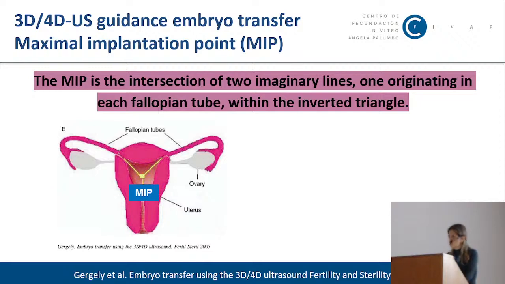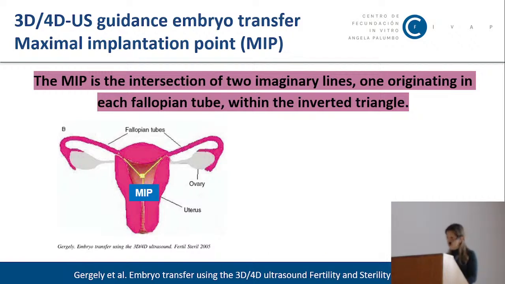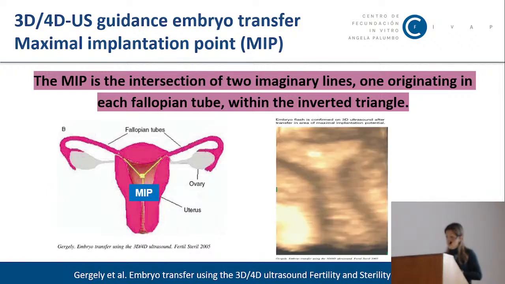So, how do they do it? A 3D ultrasound was performed revealing the uterine cavity and what they consider to be the midpoint. Then, the catheter tip was visualized by two-dimensional ultrasound during the entire insertion of the catheter. Once the internal os was passed, the 4D mode was employed. Once the tip of the catheter reached the midpoint, the embryos were released and an embryo flash was visualized.